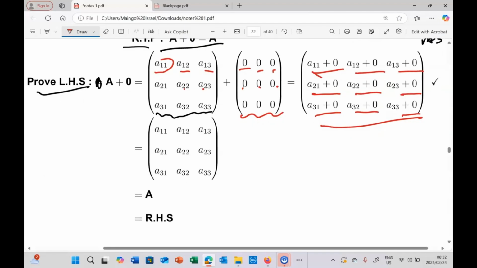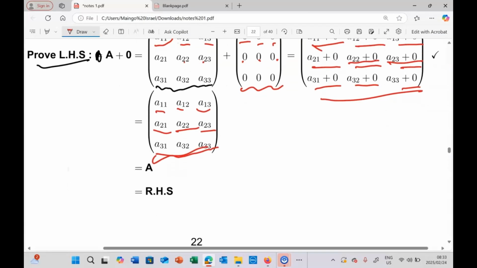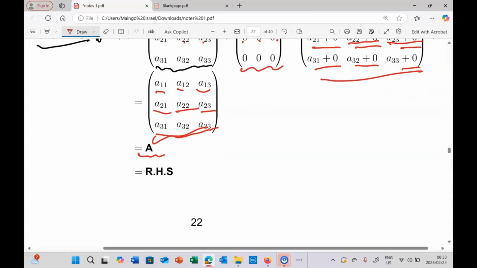So then we now have a11 plus 0 is just a11. a12 plus 0 is just a12. a13 plus 0 is just a13. Then a21 plus 0 is just a21. Then a22 plus 0 is just a22. a23 plus 0 is just a23. Like that. So we know that this is matrix A. That is matrix A. So that means this equals the right hand side.